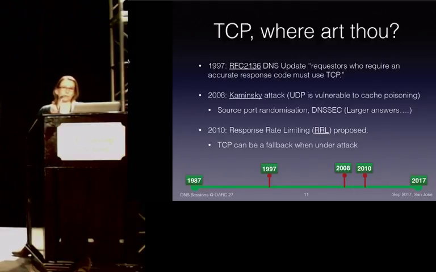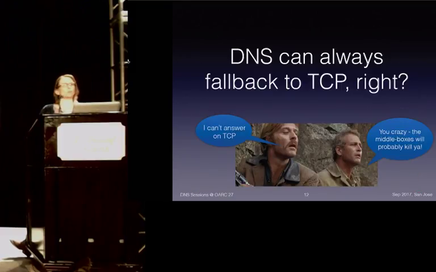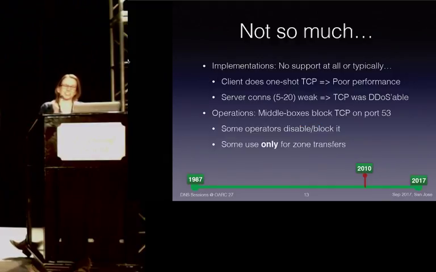Similarly, Kaminsky attack came along, showed a vulnerability in UDP, there was a mitigation, but it renewed calls for DNSSEC, which might lead to larger answers, which might lead to TCP. As was mentioned earlier, response rate limiting became increasingly popular from about 2010 onwards, and it has the option to either drop queries or you can push your queries over to TCP. So all of these assume that TCP is there to be used. Now, what could possibly go wrong? I mean, the DNS can always fall back to TCP, right? Well, not so much, actually.